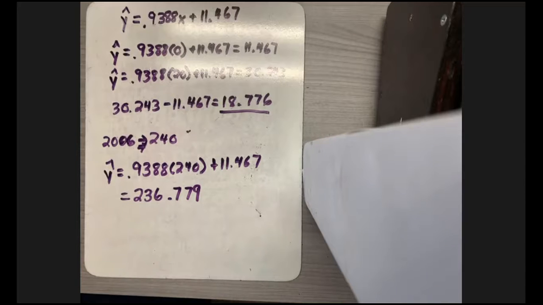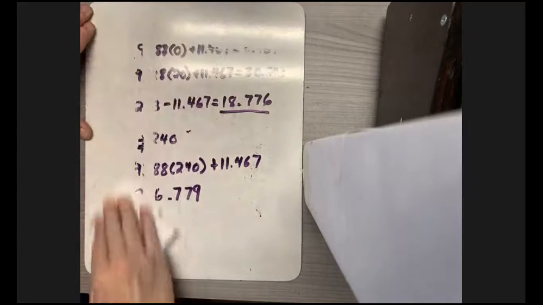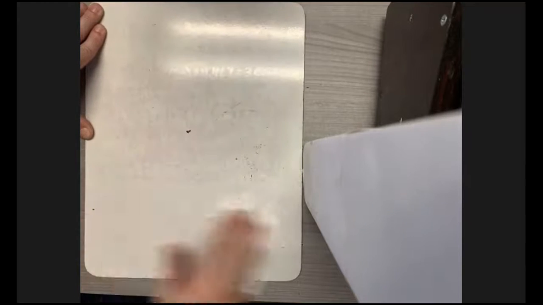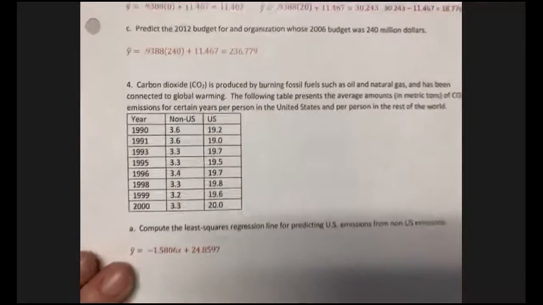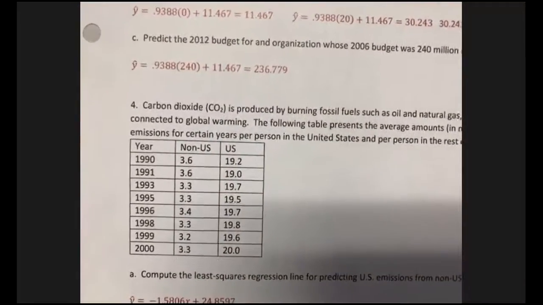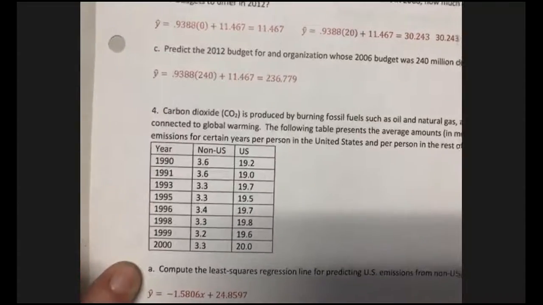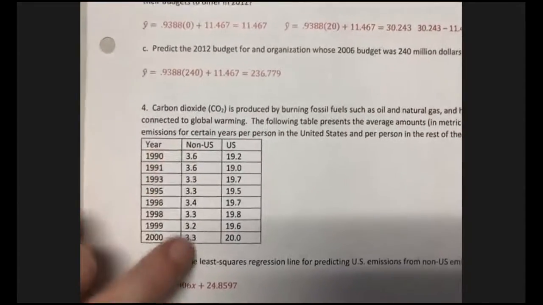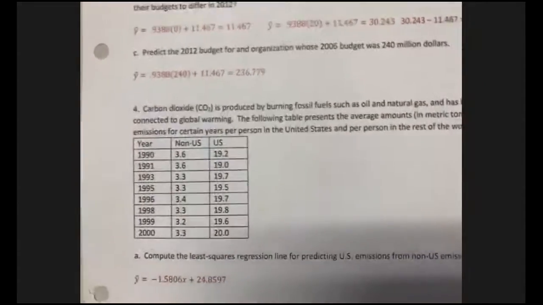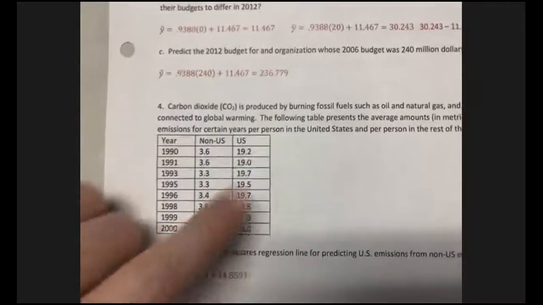So let's take a look at another one. Okay. So this one is going to be the one that we're fixing to look at here. It is going to be one for carbon dioxide levels in non-US countries versus the US. Okay, so I'm going to zoom down here just a little bit so that you can see this a little bit better. So we're not going to worry about the year. Okay, we're just going to use the non-US and the US.